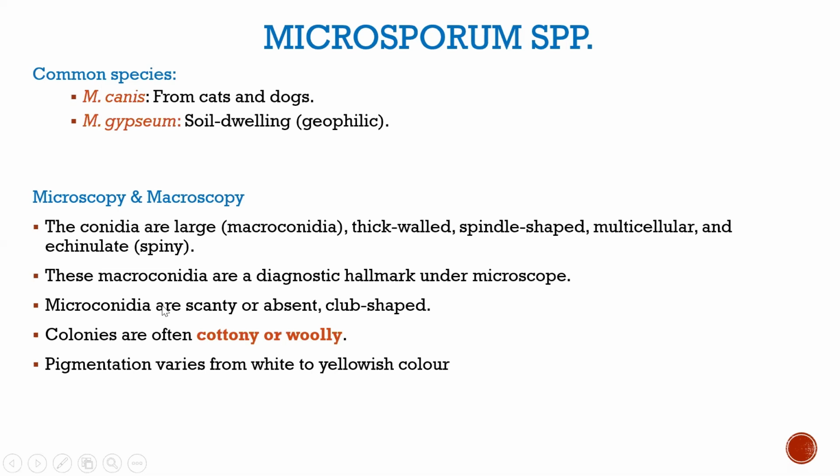Then the microconidia are scanty or absent, and when they are present, they are club shaped. So unlike in Trichophyton where the microconidia are numerous, here they are scanty. The colonies are often cottony or woolly. This is when you do microscopy; when you go on the culture media, you notice that the colonies are cottony or woolly. Then pigmentation varies from white to yellowish, while in Trichophyton it varies from white to reddish. You just need to know the key differences among them.